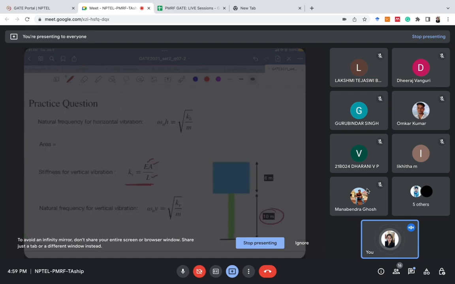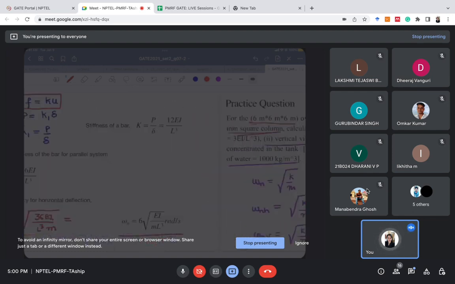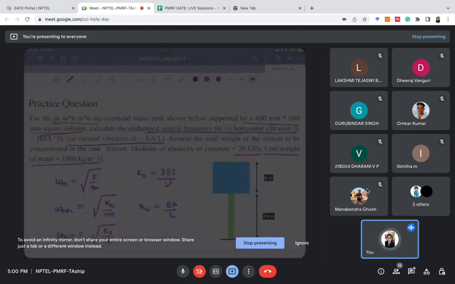Just keep in mind that when you are putting this formula as k by m, then k should be in Newton per meter and mass should be in kg. Just to note this thing, I've given this question to you. Maybe in the next year they won't give you this concept related problem. They'll give you a problem in which more calculation is required. So the formula is very simple.